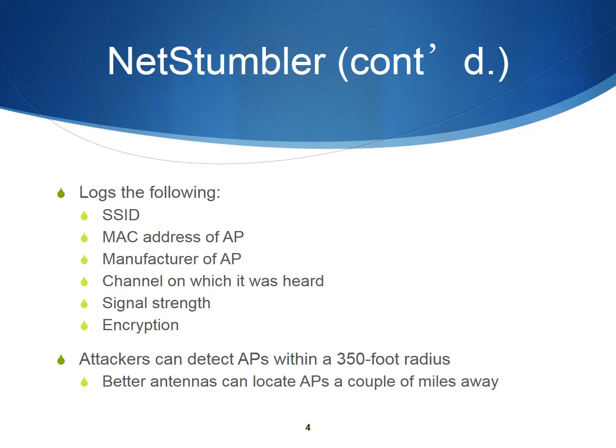NetStumbler continued. NetStumbler also logs the following information: the SSID, the MAC address of the access point, the manufacturer of the access point, the channel on which it was heard, your signal strength, and the encryption method in use. Attackers can detect APs within a 300-foot radius. With better antennas, they can even locate APs a couple of miles away.